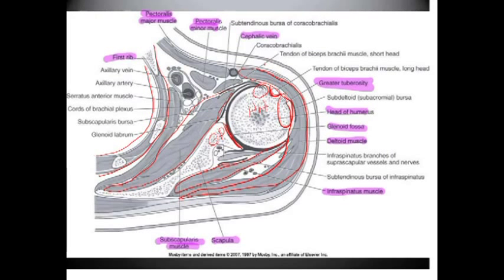the deltoid, pectoralis major, and then slightly posterior to the pectoralis major we have the pectoralis minor muscle. Notice how much smaller it actually is.